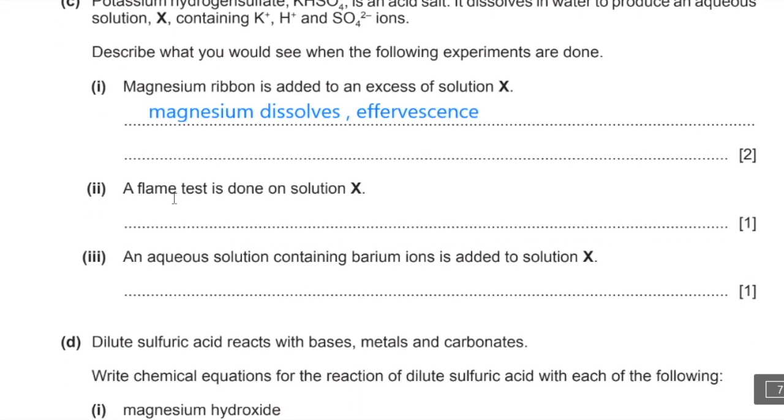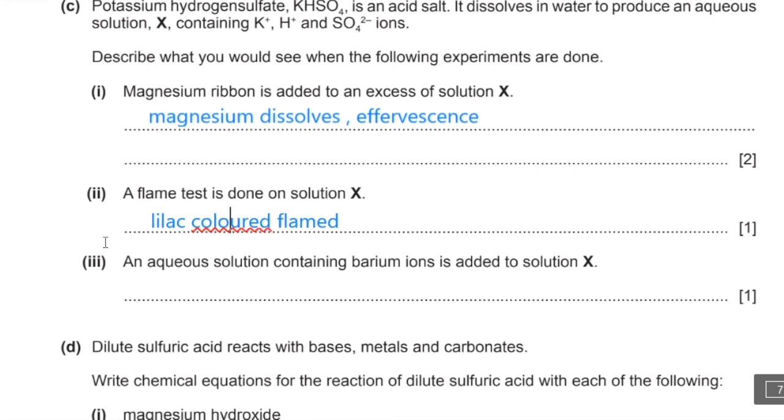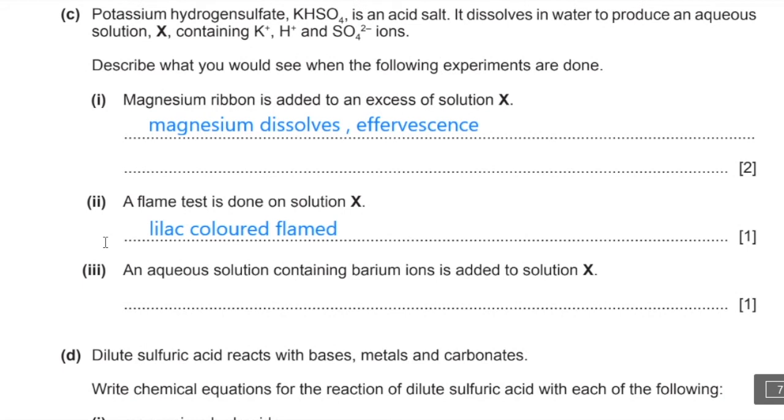2. A flame test is done on solution X. So the flame test would be for the potassium ions. So it would give a lilac colored flame. 3. An aqueous solution containing barium ions is added to solution X. So barium would react with the sulfate ion and it would form barium sulfate, which is insoluble. So that would mean a precipitate which would be white in color.